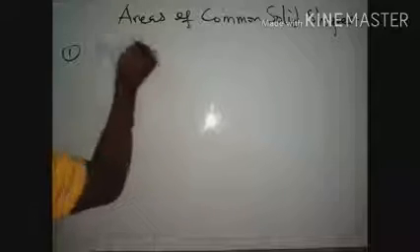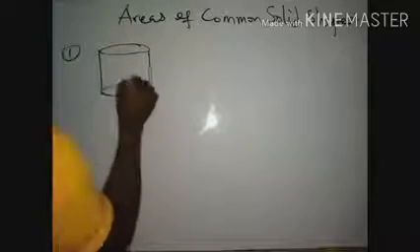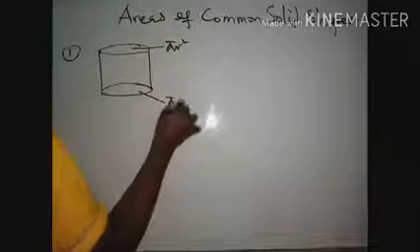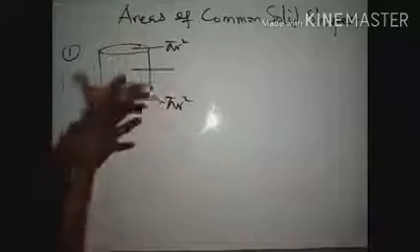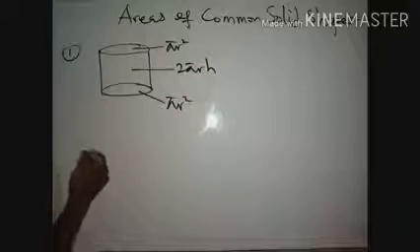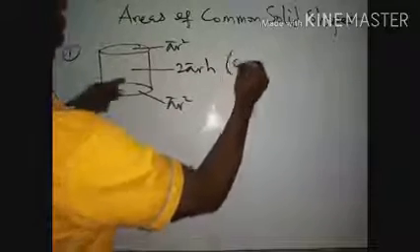Next, I want to show you the areas of these common solid shapes. So let's do the areas. Let's pick the cylinder that we did. Now, this part is a circle, so it's pi r square. Here is also pi r square. Here is a curved surface, and it's 2 pi r h. So don't forget I said this one is curved surface area.